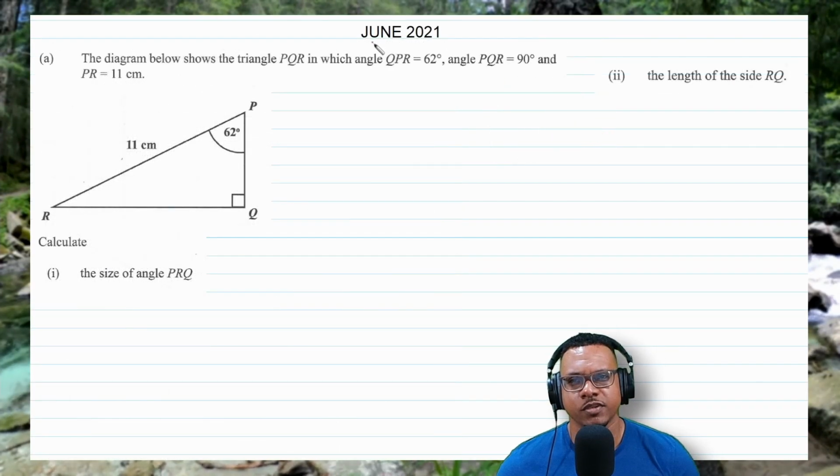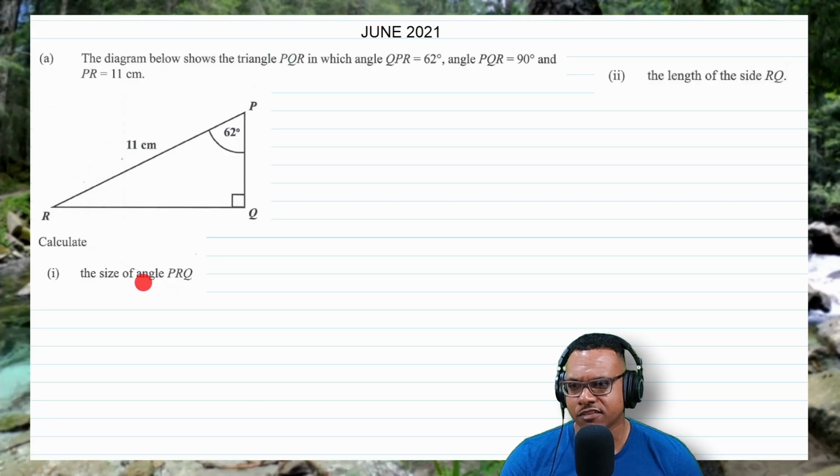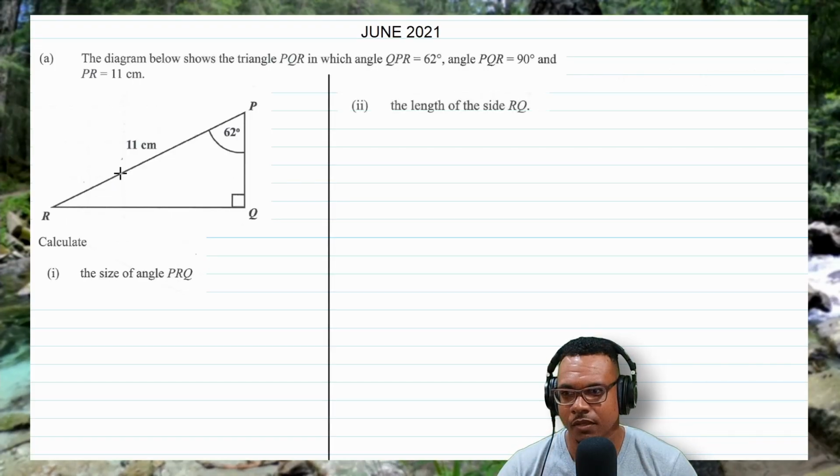So now we are moving on to question 3 for June 2021. For part A, we have the diagram below shows the triangle PQR, in which angle QPR is 62 degrees, that's this angle here. Angle PQR is 90, that's this angle here. And PR is 11, that's the side here, PR is 11 centimeters. Now they want us to calculate the size of angle PRQ. The vertex of the angle is always the letter in the middle, so the angle will be at R. So P to R to Q, so the angle is at R here. So I'll just mark off the angle that we want to find here.